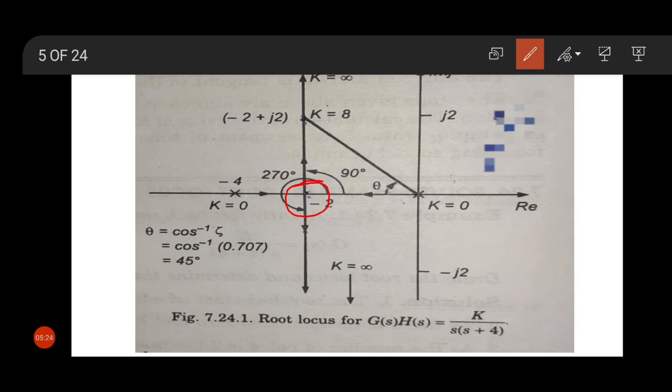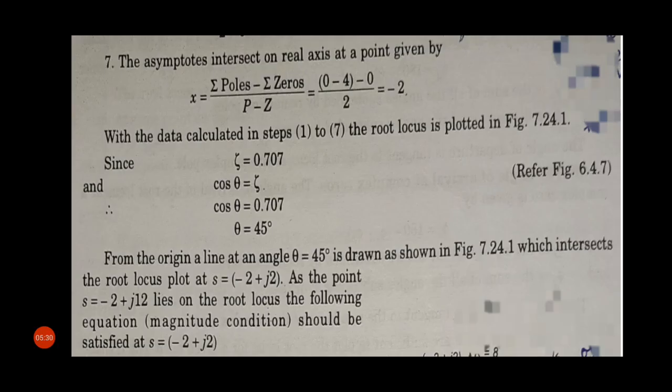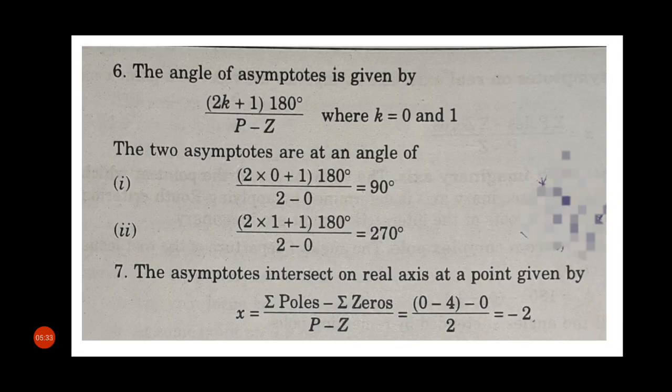Now we find the angle of asymptotes. For finding the angle of asymptotes, first identify K. We find the angle of asymptotes by this equation, (2K plus 1) into 180 degrees divided by (P minus Z). Here capital P is the number of poles and capital Z is the number of zeros. K is 0, 1, 2 up to P minus Z minus 1. If we put the values of P and Z, then K has only two values, 0 and 1.